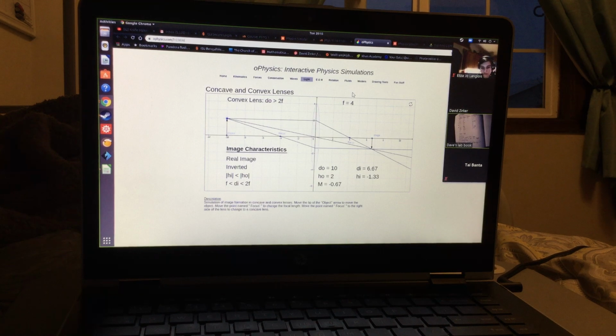For the focal length? Mm-hmm. That's the lens equation. That's asking how close you are to the actual. Yeah, it's 1 over d naught plus 1 over di is equal to 1 over f. So that's basically asking us to compare the actual focal length to the experimental.